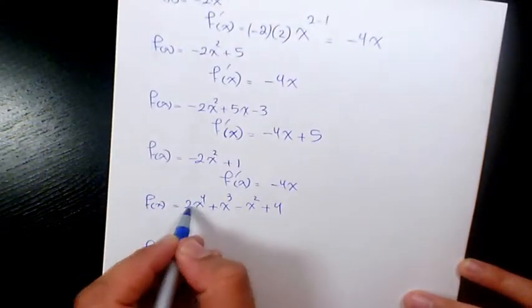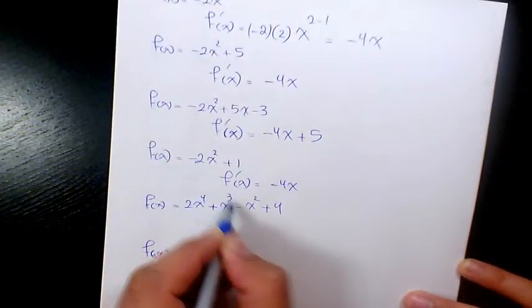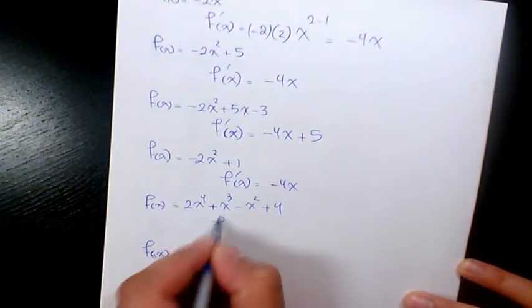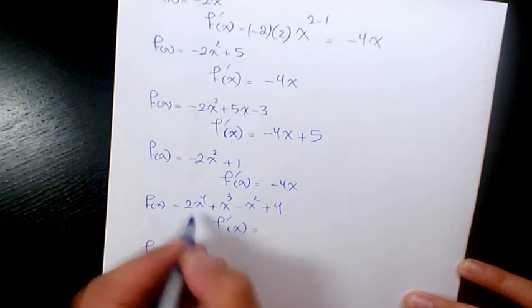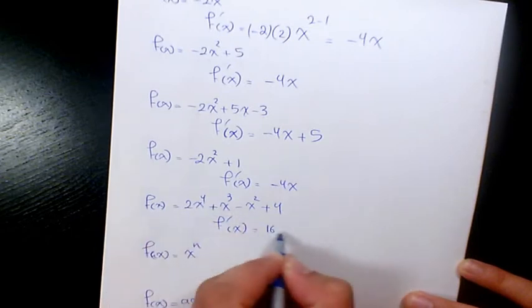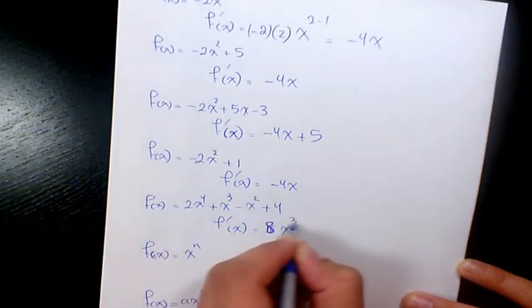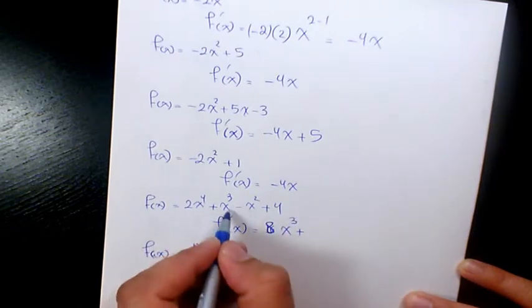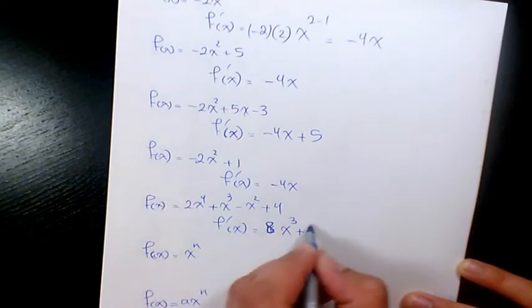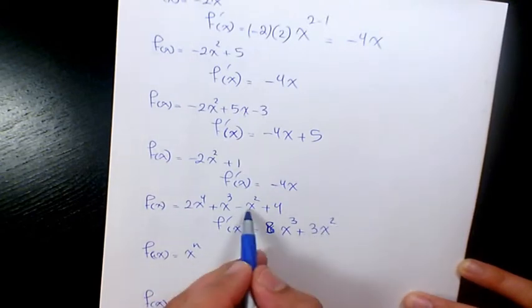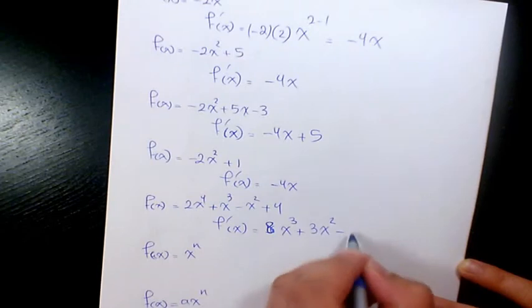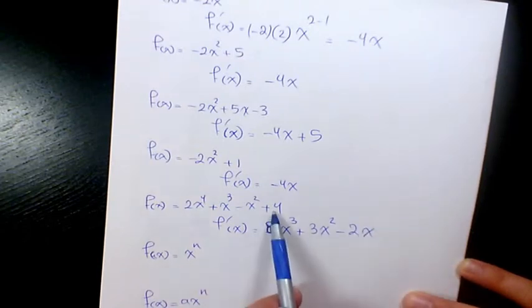f of x is 2x to the power 4 plus x cubed minus x squared plus 4. The derivative will be 2 times 4, 16. It's going to be 8, sorry, x to the power of 3, plus the derivative of x cubed, which will be 3x squared. The derivative of negative x squared will be negative 2x. And the derivative of 4, because it's a constant number, is going to be 0.